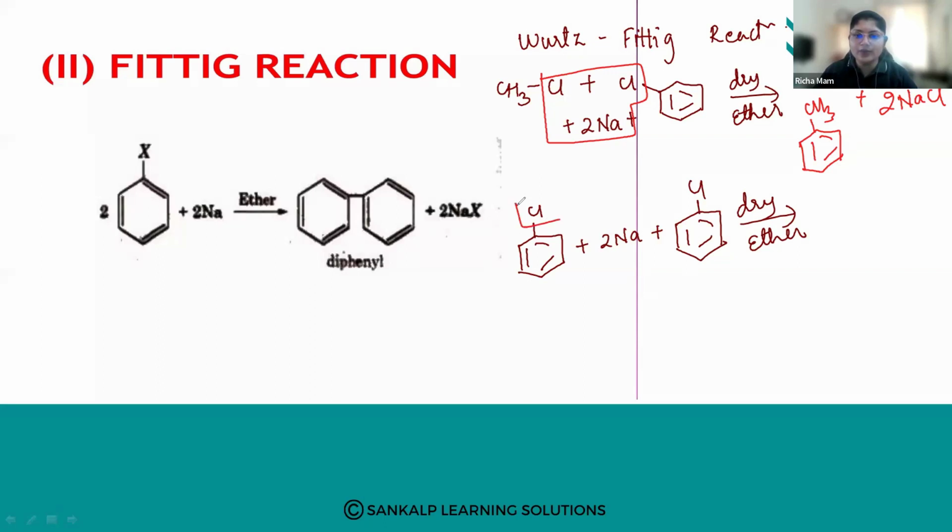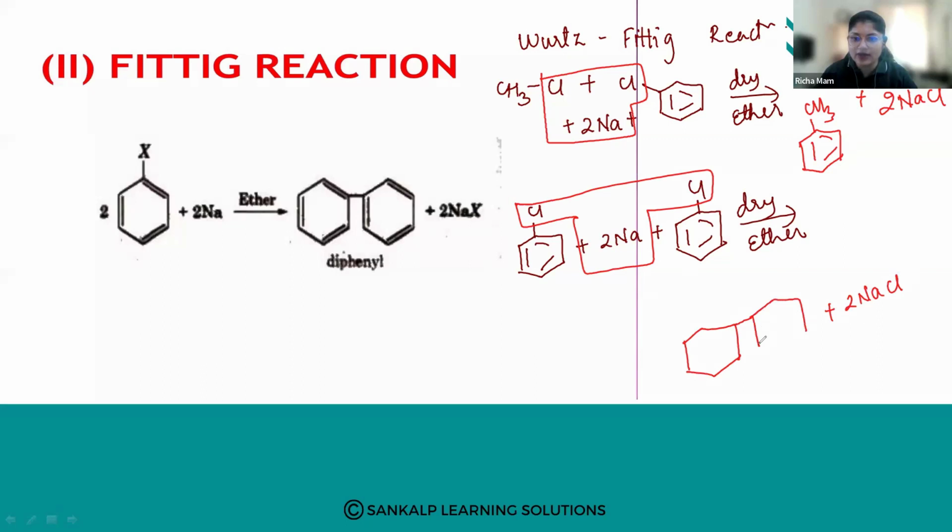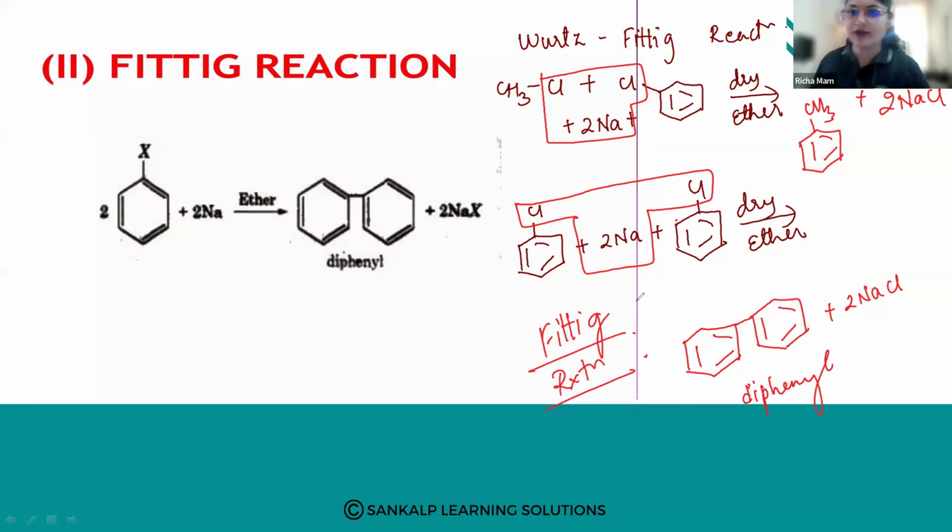And here, what will be the product? 2NaCl, and a biphenyl. It is called a biphenyl, two benzene rings are getting fused, or it is called diphenyl. So this is a Fittig reaction. Is it clear? So all three are important: Woods reaction, Fittig reaction, and Woods-Fittig reaction. Very important name reactions. Mark these all as very important for 2 marks.